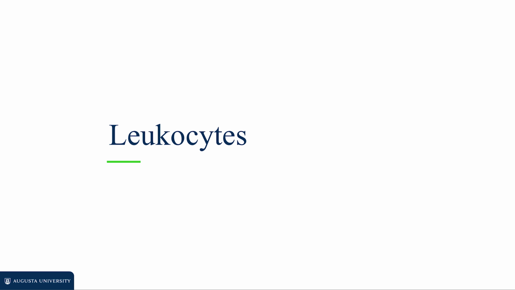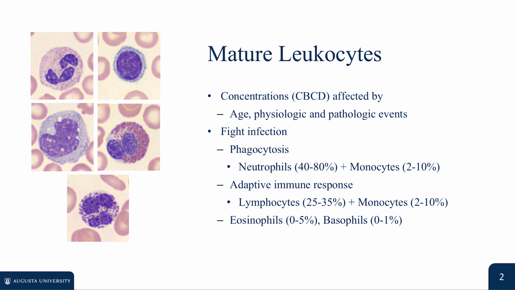Welcome back to Clinical Hematology Reviews. Today, we'll be discussing a subset of white blood cells, granulocytes. White blood cells, or leukocytes, serve as the primary cellular defenders of the immune system in peripheral blood.